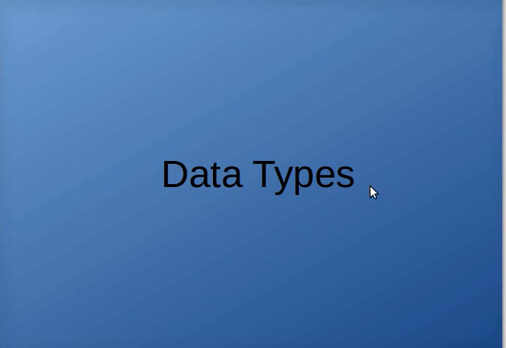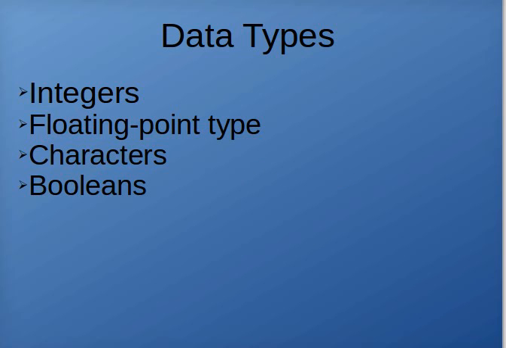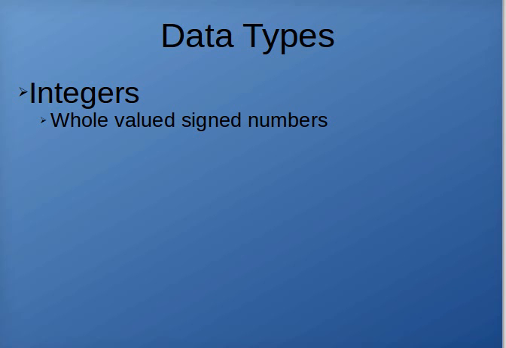In this video, we will learn about the main simple primitive data types of Java. There are 4 such data types. These are integers, floating point type, characters and booleans. Integers are made to store whole valued signed numbers like 1, 2, 3, 100.